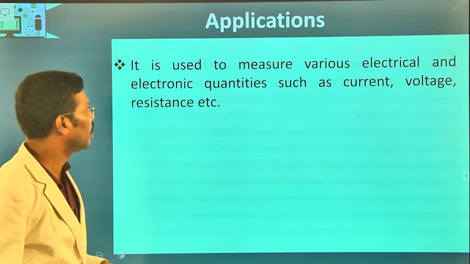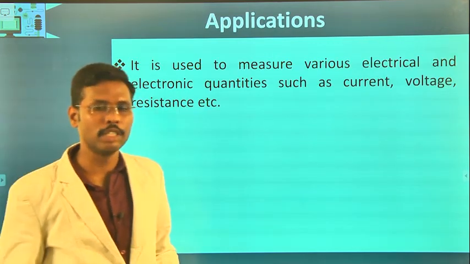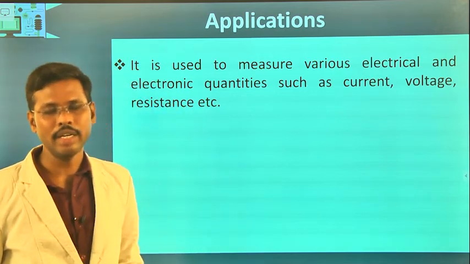The applications of this multimeter: it is used for the measurement of current, voltage and resistance.